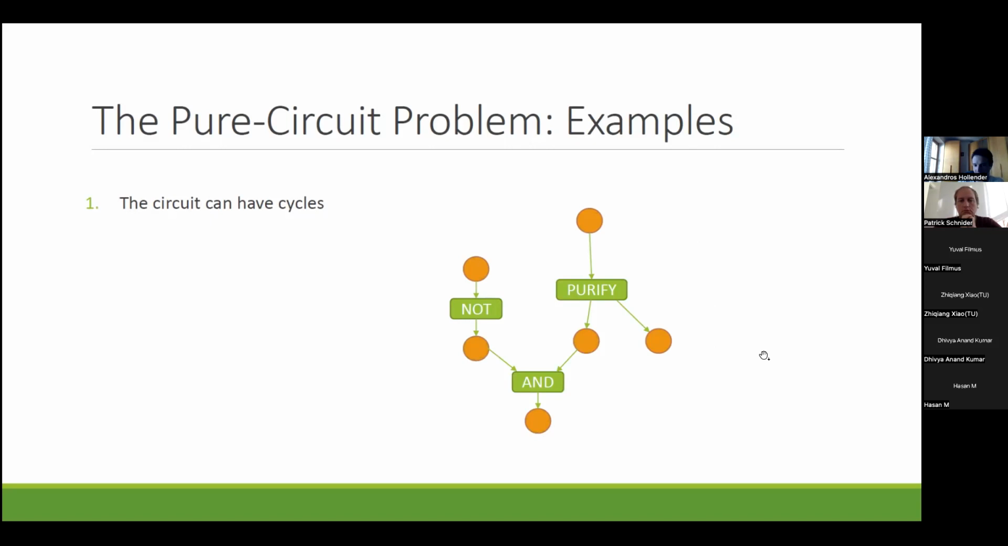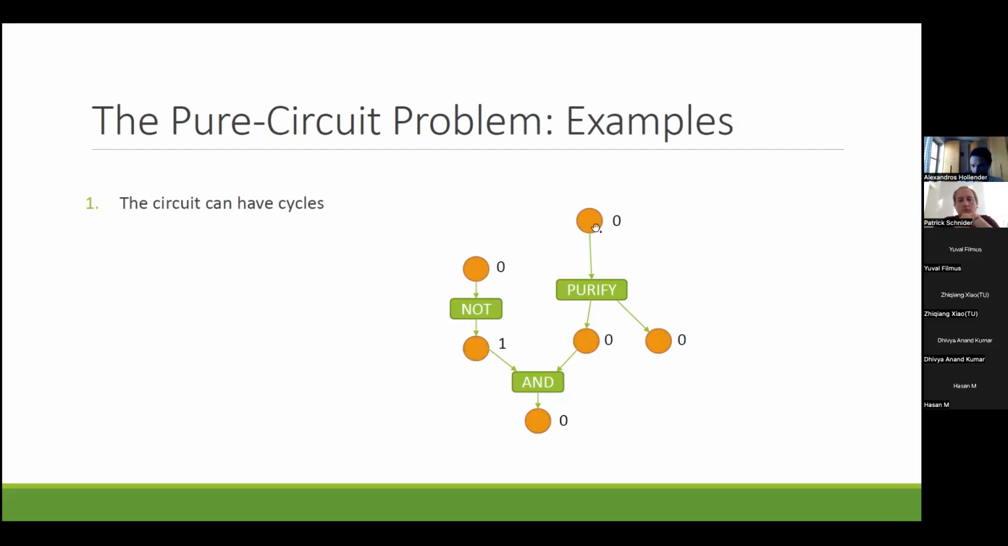Assign arbitrary values to the source nodes, to the input nodes of the graph. For example, 0 to both of them. And then just compute the rest of the gates. Because there are no cycles, you will never find something that breaks your earlier assignments. Okay, so you can just compute the gates.